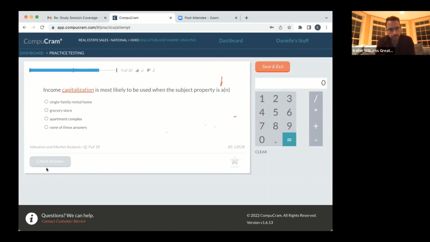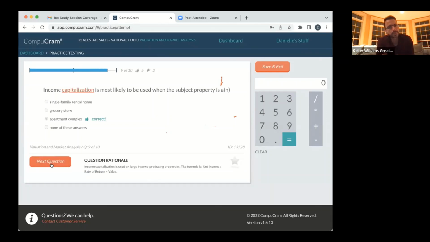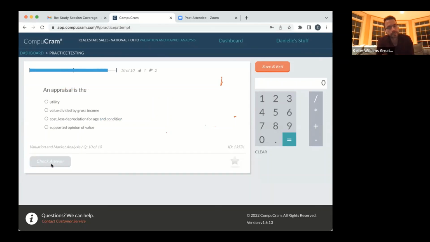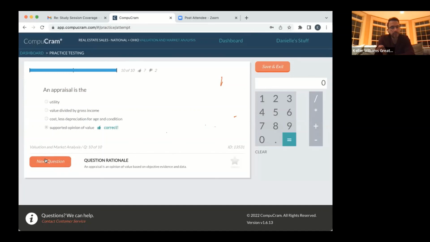Income capitalization is most likely to be used when the subject property is a single family rental, grocery store, an apartment complex, or none of the answers above. That is it. An appraisal is the utility. An appraisal is the valuation divided by gross income, cost less depreciation for age and condition, or supported opinion of value. D is correct. It's really important to remember that appraisals are opinions. They are not scientific facts.